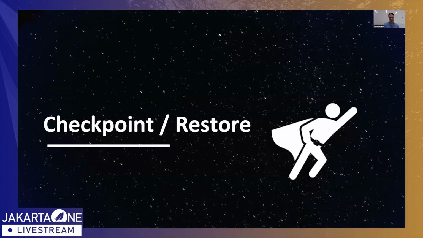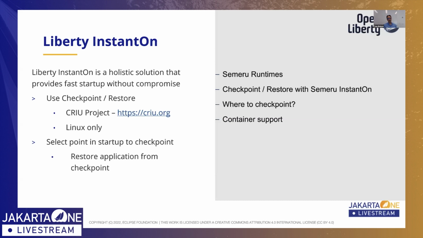So within Open Liberty, as well as the Semeru runtimes, which are our Java runtimes based upon Eclipse OpenJ9, we're looking at using something called checkpoint and restore in order to achieve this kind of rapid startup. We call this effort Liberty InstantOn. It's a solution based upon the Semeru runtimes and the Semeru InstantOn capabilities provided by the OpenJ9 runtime, and it provides a holistic solution for rapid startup without compromising the full functionality of the JVM.